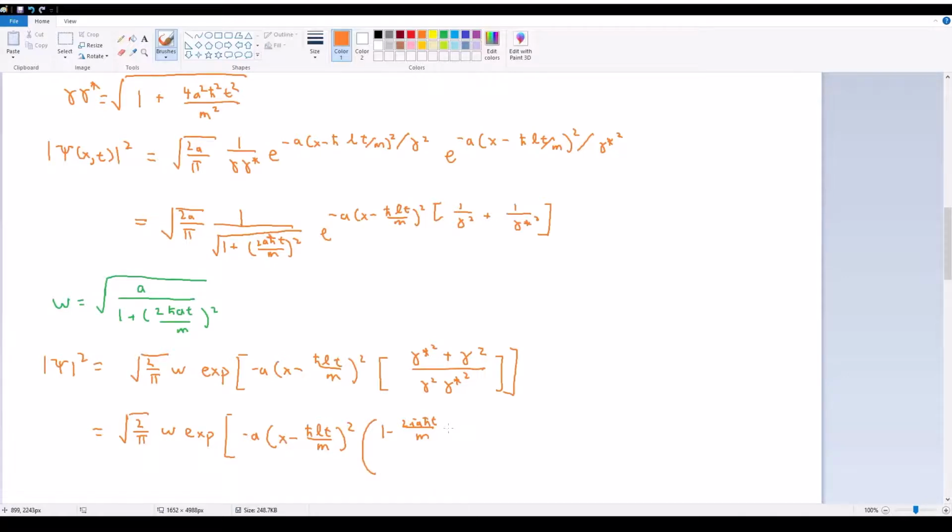Yeah, and then plus 1 plus 2i h bar t over m. And then at the bottom we have 1 plus 2a h bar t over m squared. And then we cap off this entire thing. These two terms automatically cancel out.